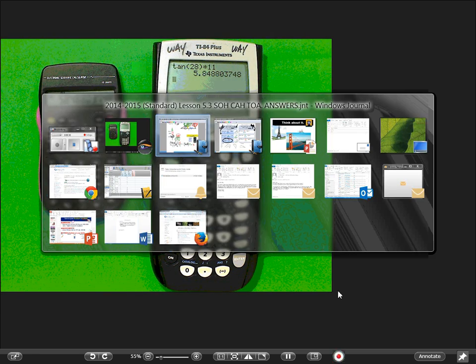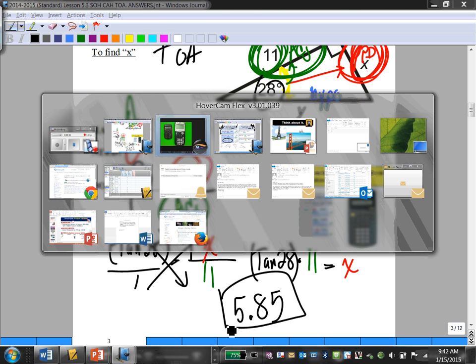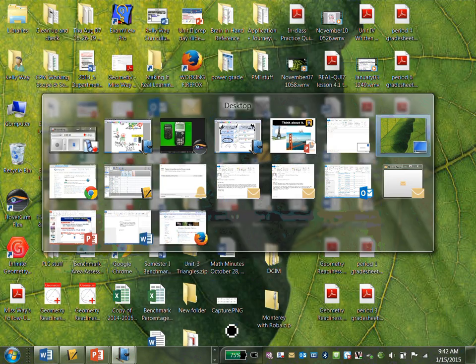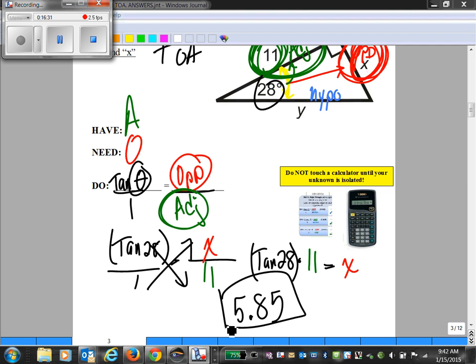Alrighty, guys. So you should take your final answer to the second decimal place. And there it is. That's how hard that is. Second or third. Just two rules. Never give me a whole number unless it is a whole number.